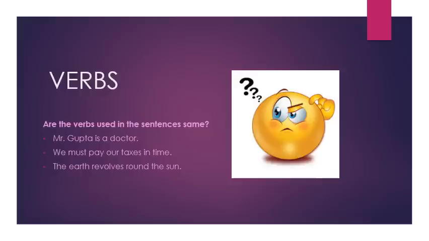Second, we must pay our taxes in time. So here we have two verbs. One is "must" and the other is "pay". Must is a modal. A modal expresses, for example, here, "must" is a modal that expresses obligation, and "pay" is a main verb. Third sentence, the earth revolves around the sun. "Revolves" here is the main action that the earth is doing. Therefore, verbs may be of different kinds and it depends upon the usage of the verbs in the sentence as to what kind of verb will be used where and how.